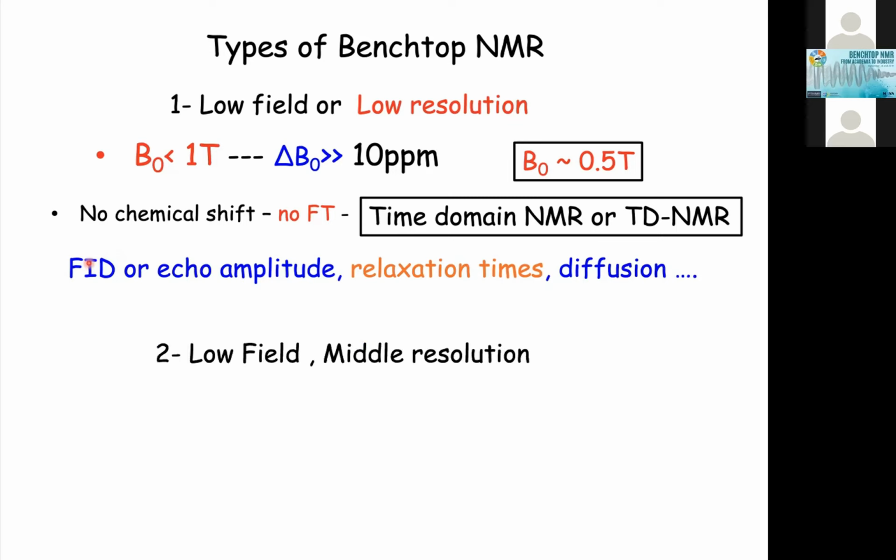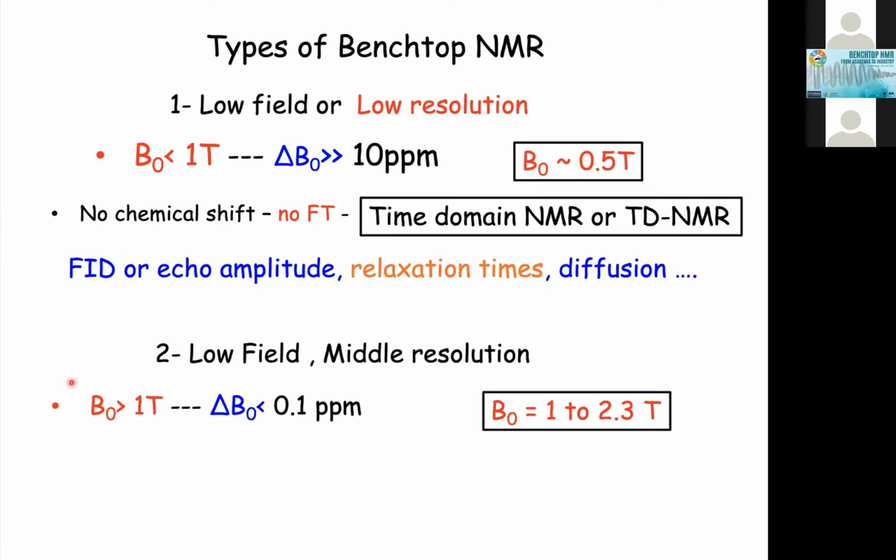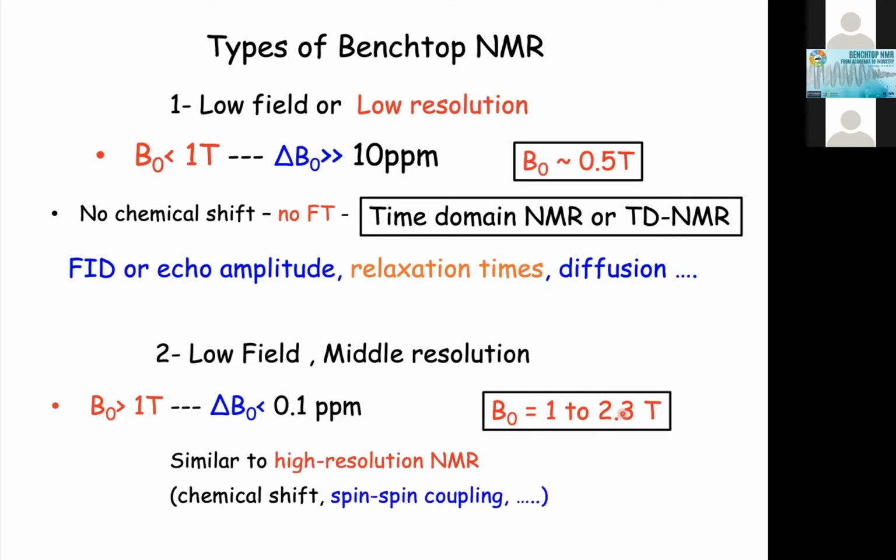In low field, mid resolution, normally the magnetic field is on the order of 1 Tesla or higher, and the magnetic field homogeneity is lower than 0.1 ppm. There are some commercial instruments, at least that I know, from 1 to 2.3 Tesla, 42 megahertz to 100 megahertz. And the application is similar to the high-resolution NMR. You can see chemical shift, spin coupling. You can measure area for different chemical groups, and so on.